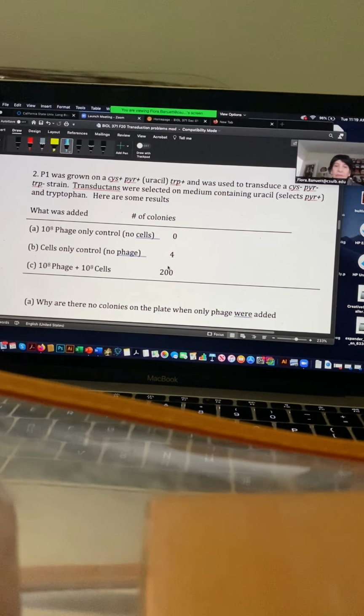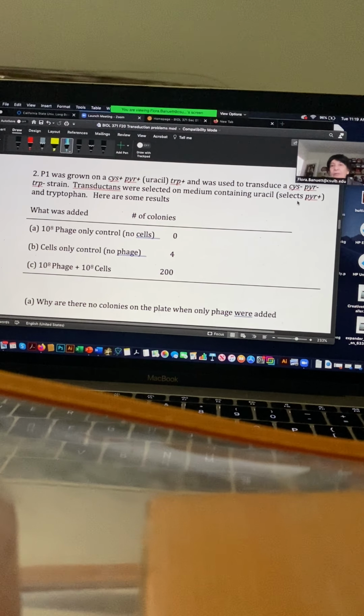So C is the real transduction. And of course, here you're looking at transductants of one type, and then you test these to see whether they are cis plus or minus. That's the idea here. But here you're just looking at pyr plus, trp plus. And obviously in the medium you will have cysteine to allow those that are cis requiring to grow. Okay, any questions about this?